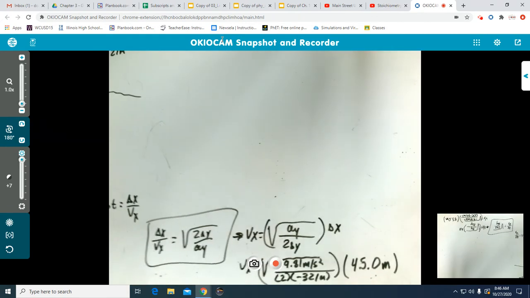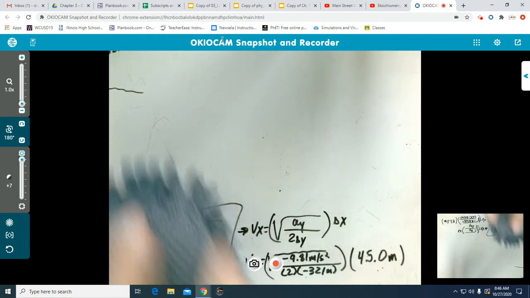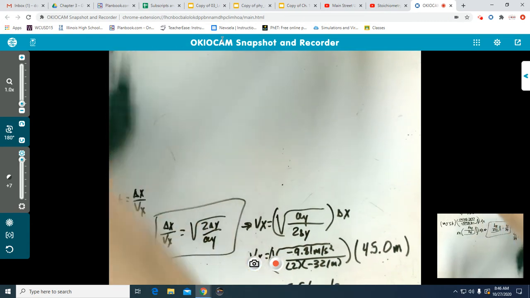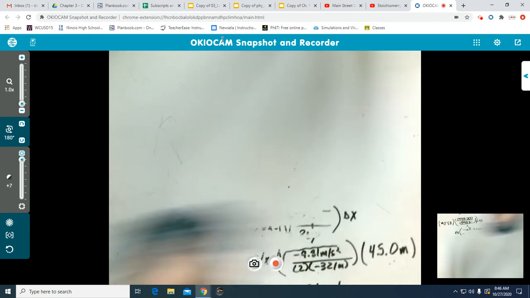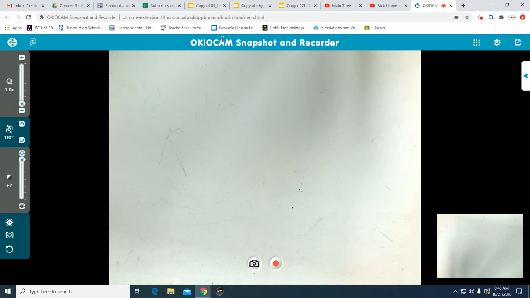Now, you're not always going to be setting up and solving for Vx. Let's take a look on page 99 in your textbook. Page 99 in your textbook. Let's look at number 2.